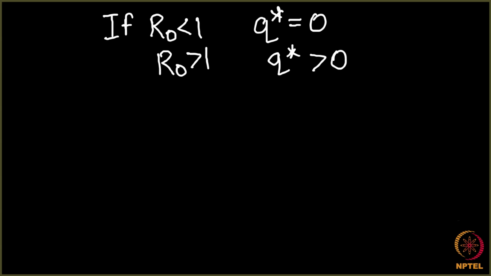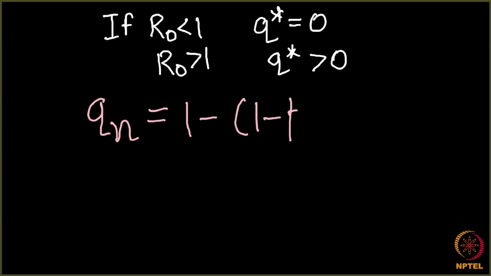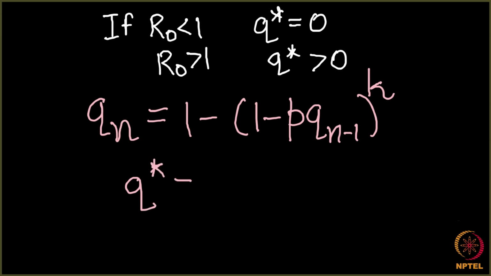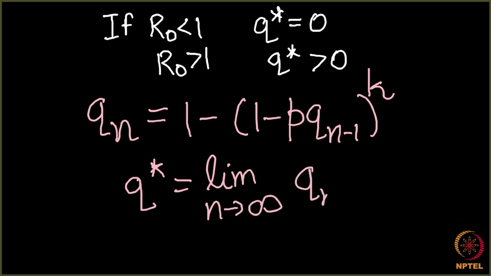Next, in this lecture, what did we do? In this lecture, we derived a formula for Qn. And the formula is 1 minus (1 minus PQn minus 1) to the power of k. And we also know what Q star is from our first lecture. Q star is the limit as n tends to infinity of Qn. So we'll start from here in our next lecture.